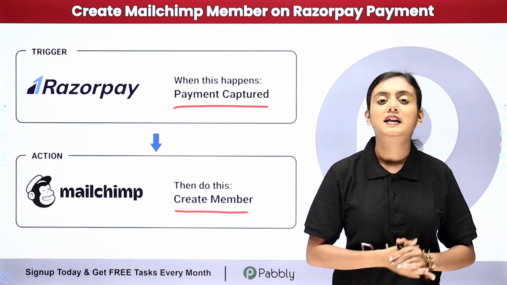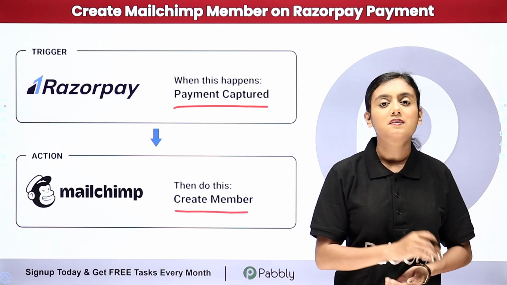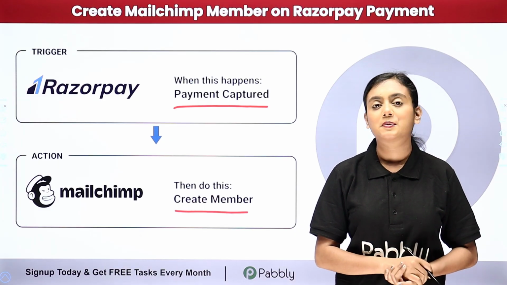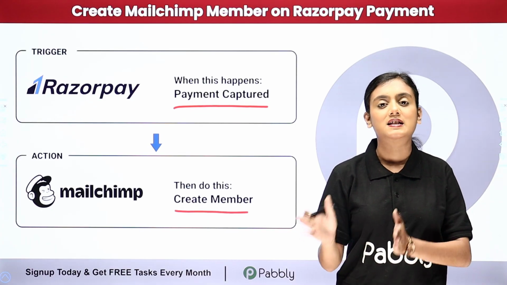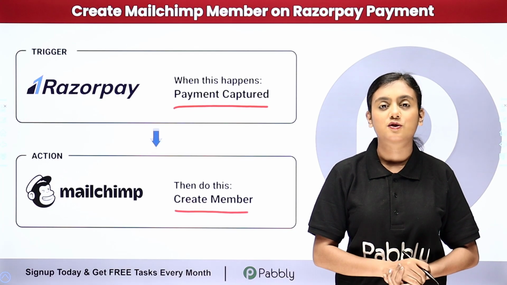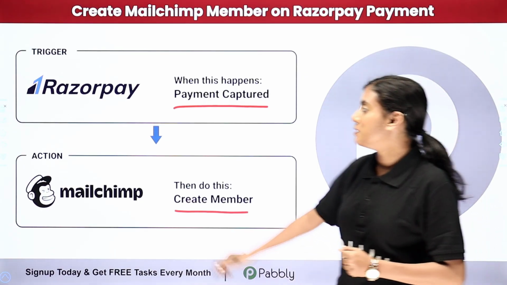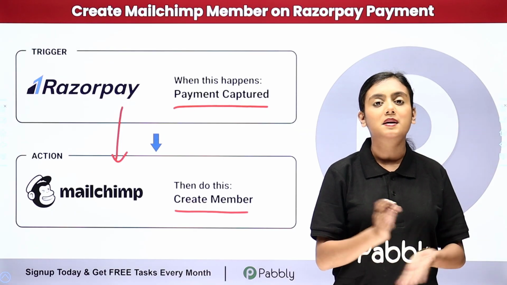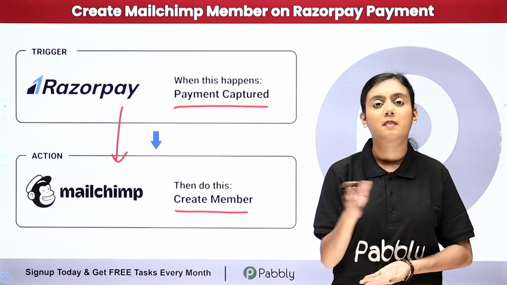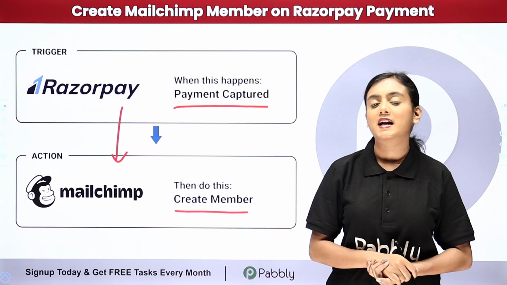Now doing this manually is very time consuming. So what I've done is I've simply automated this entire process with the help of Pabbly Connect, which is an amazing automation and integration software. And here in this automation, I am going to build the connection between Razorpay and Mailchimp with the help of it. So if you also want to learn about this amazing automation process step by step, for that let me take you to my screen.